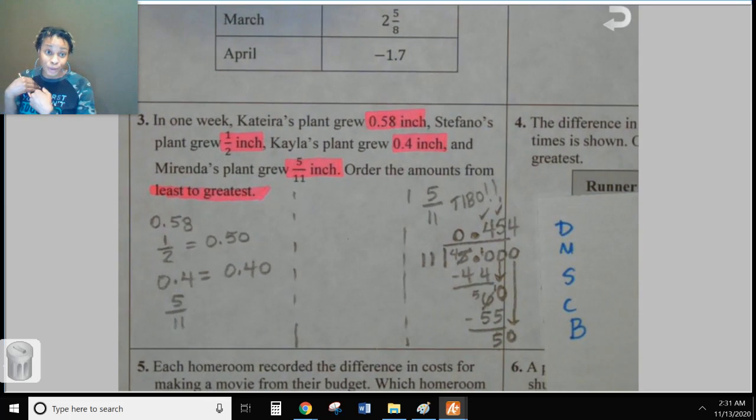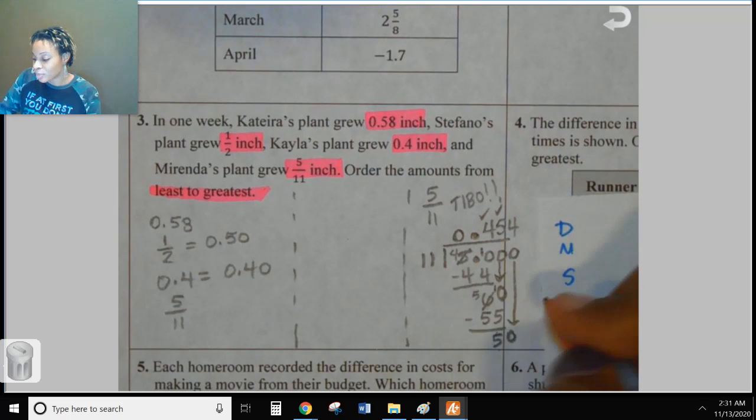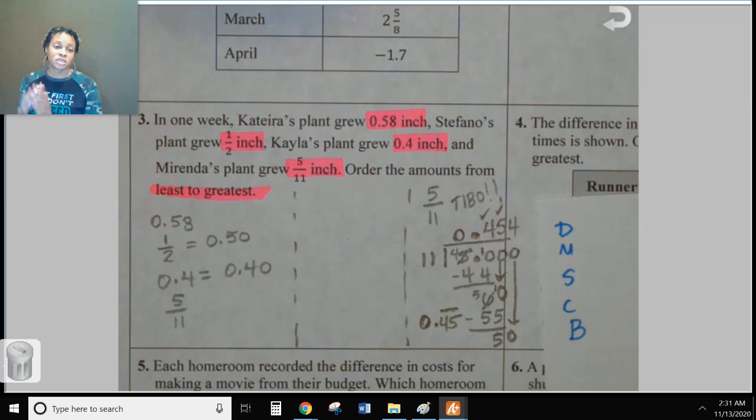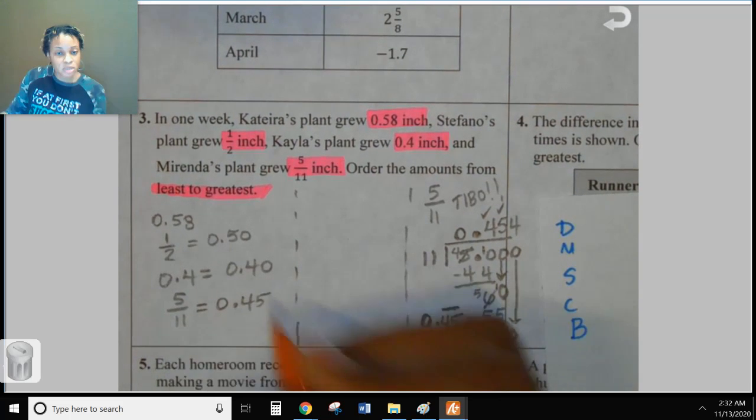So I know, but you would have to do this probably at least twice to realize that this is a repeating decimal, okay? So it's going to be 45 hundredths with a bar over the 4 and the 5 because it keeps going 4, 5, 4, 5, 4, 5, 4, 5. So 5/11 is 45 hundredths for this sake.